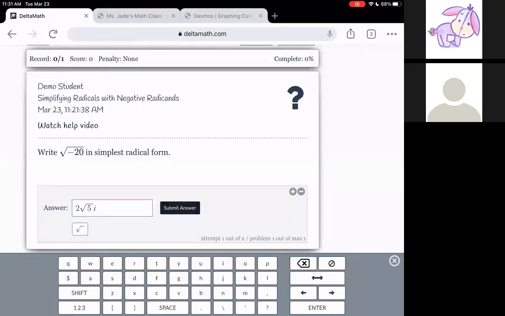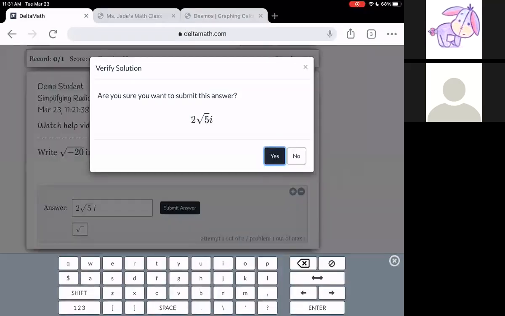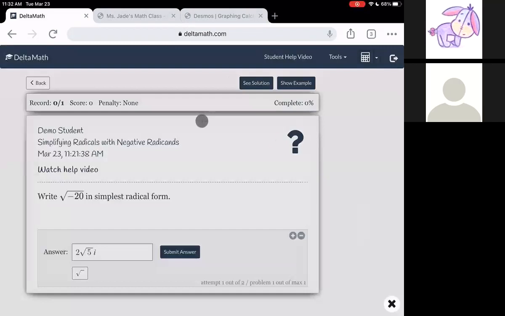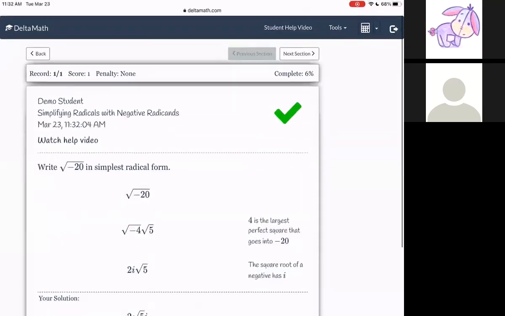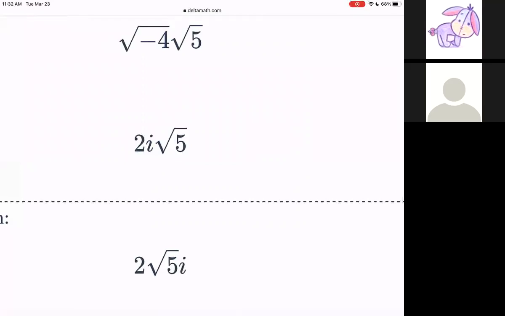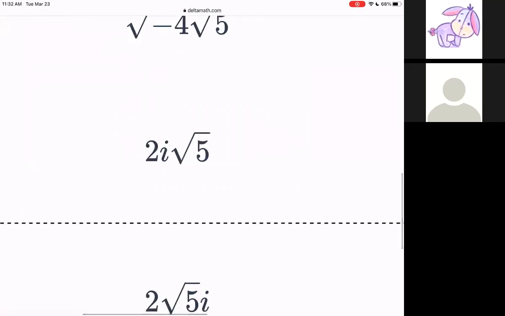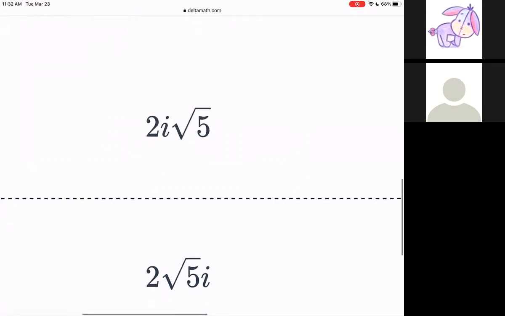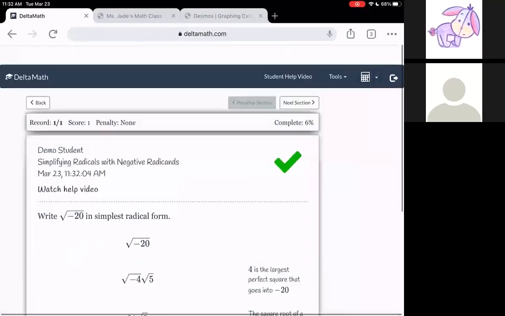And then I want to submit this. So apparently i can be before the radical or after the radical. So either way, Delta Math accepts it. So that's good to know. As you can see, Delta Math accepts if you put the i before or after the radical. But just the way I learned it is i should come at the end of the number all the time. But it's okay if you typed it like this, 2i radical 5. So if you do that, that's totally fine too, okay? So now we know. Okay, let's do another one.